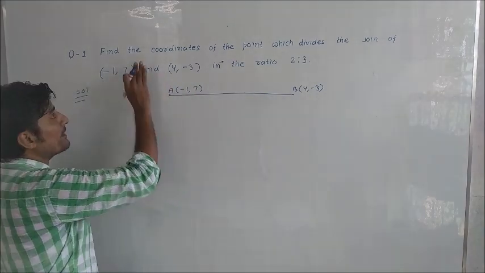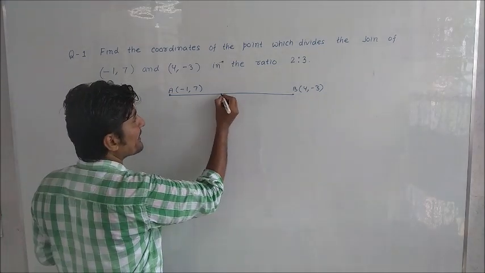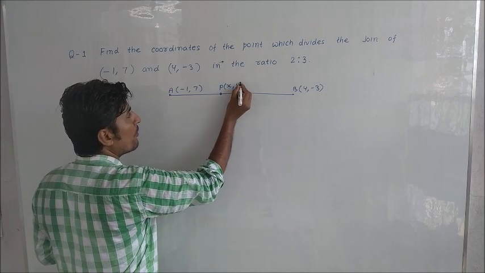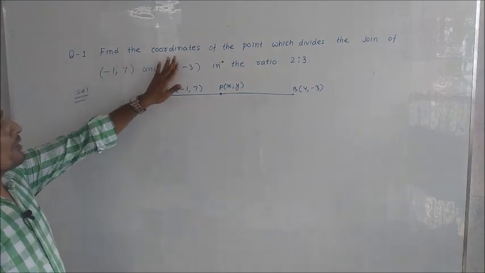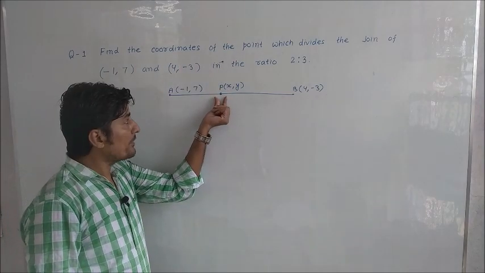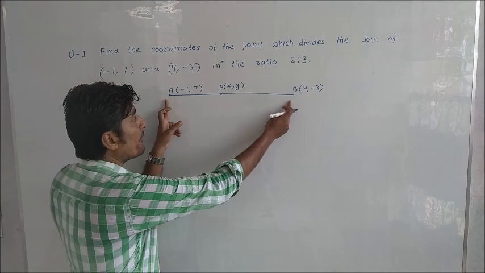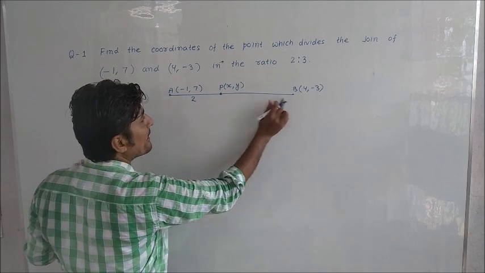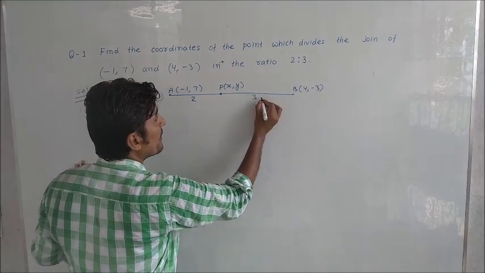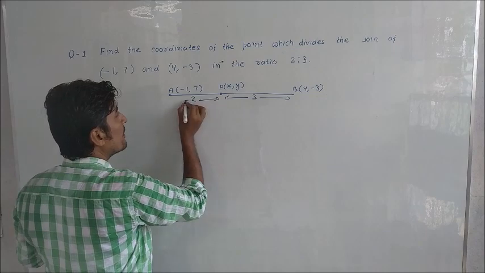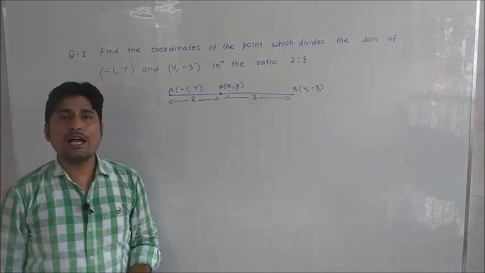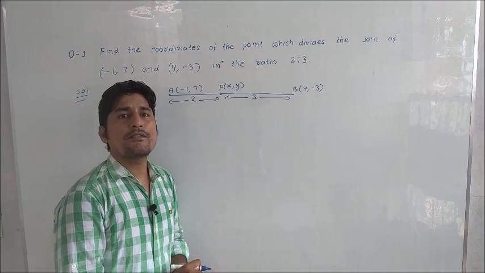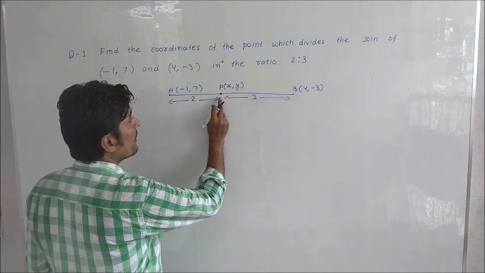Now, we have to find the coordinate of a point. Suppose that point is existing here and the name of that point is P and its coordinate is (x, y). This point is dividing the join of AB in the ratio of 2:3. So, the distance from A to P is 2 units and the distance from P to B is 3. To find the coordinate of this point, we have to use the section formula. Section formula I have already explained in the previous video, so you can check that video also.